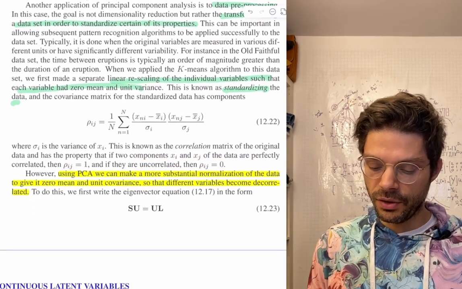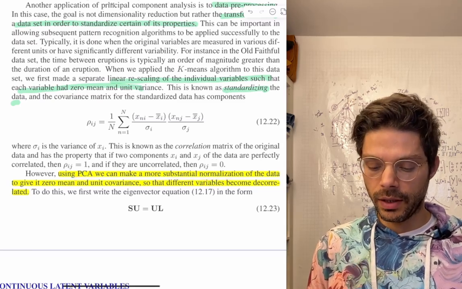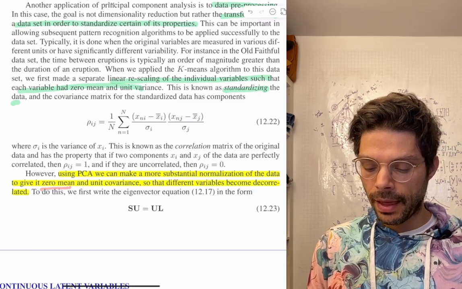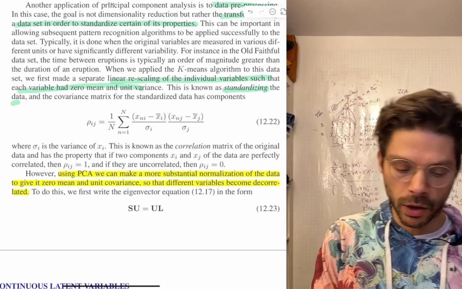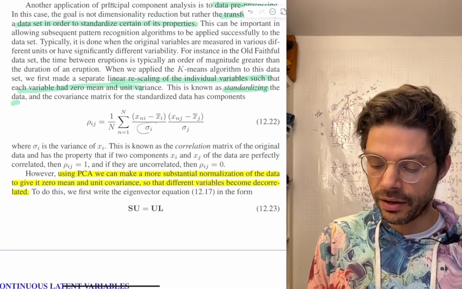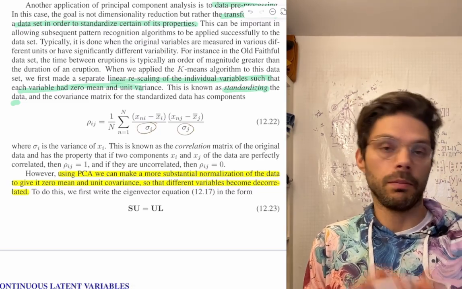Okay, so now it says using PCA, we can make a more substantial normalization of the data to give it zero mean and unit covariance so that different variables become decorrelated. So that's the thing. If we just standardize, our variables are still going to be possibly correlated.